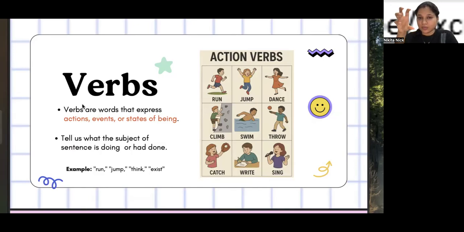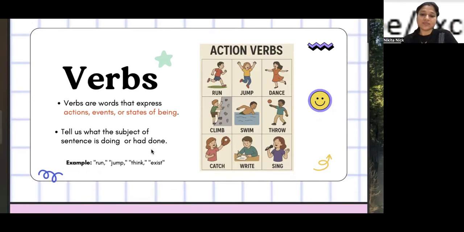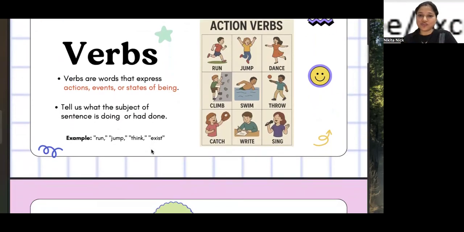That means you're talking about the subject, that is the doer of the action. If you're performing any action, that means the subject is performing that action. That's why it's written that the subject of the sentence is doing or had done. So that's all about action verbs.